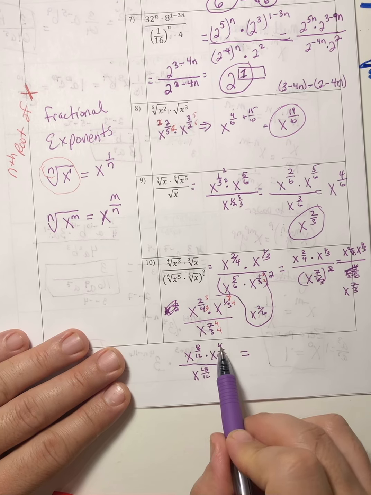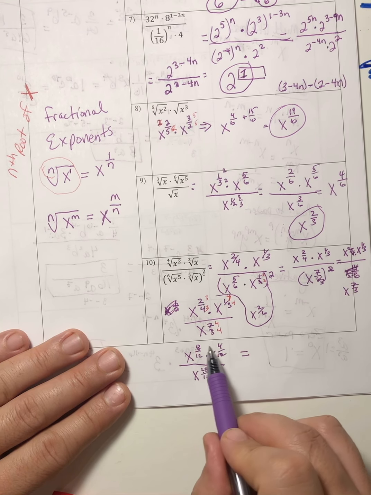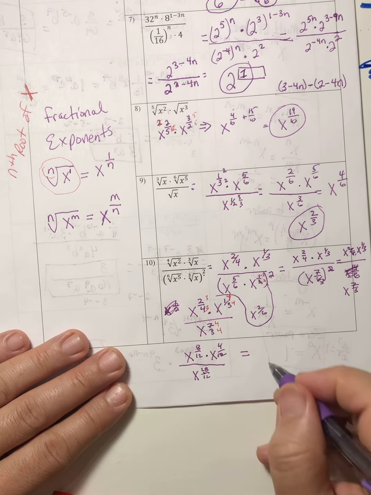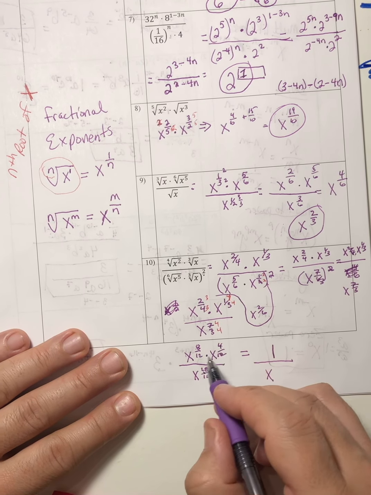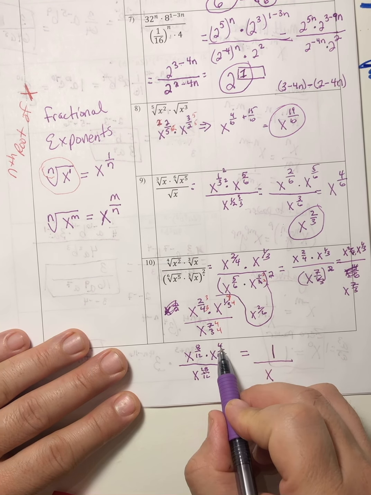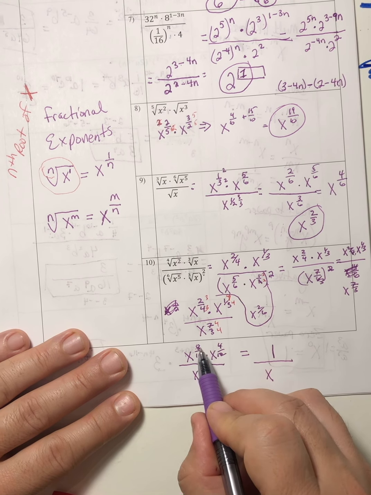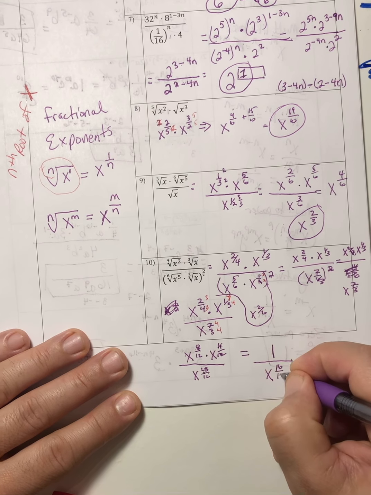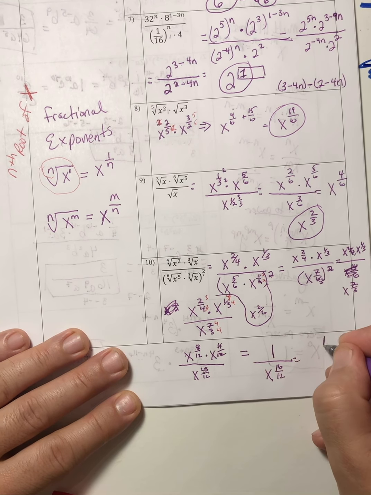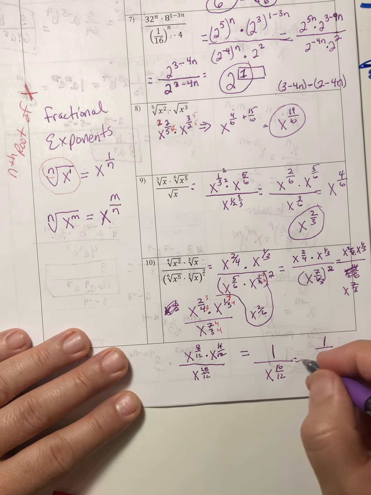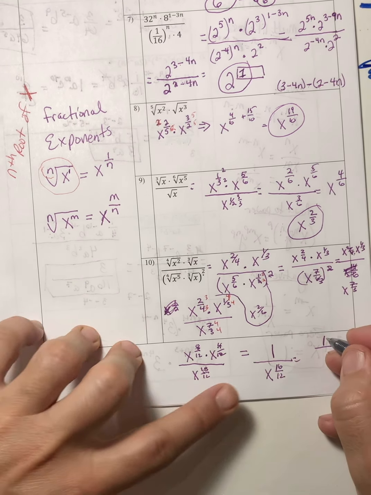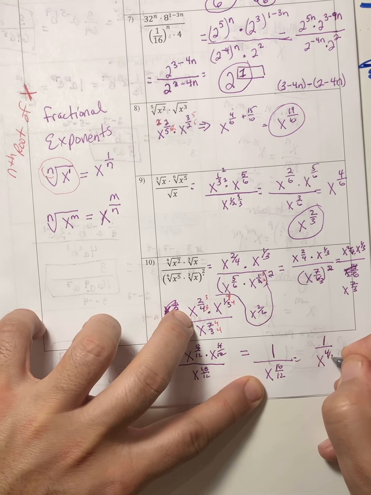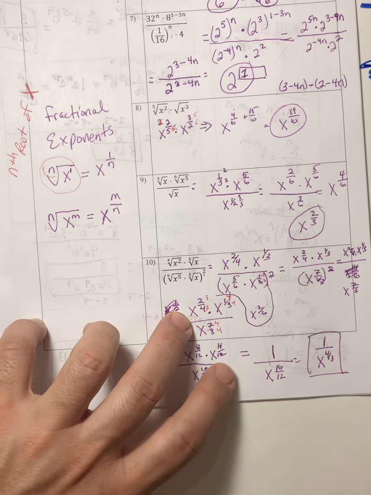So 8 plus 4 is smaller than 28. So my answer is going to be on the bottom, 1, and I have x to the 16 over 12. 8 and 4 is 12, minus 28 is 16. So I have 16 over 12. So that becomes 1 over, and I can reduce that, let's see, 4 goes into both of those, x to the 4/3. It's just an exercise in fractions, okay?